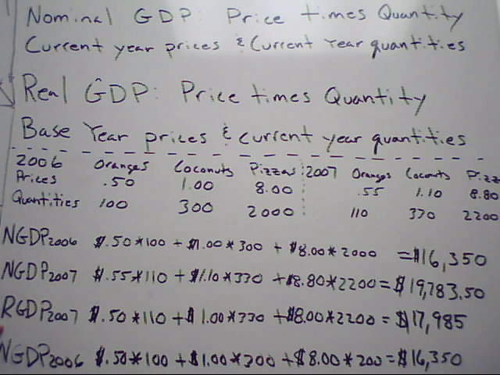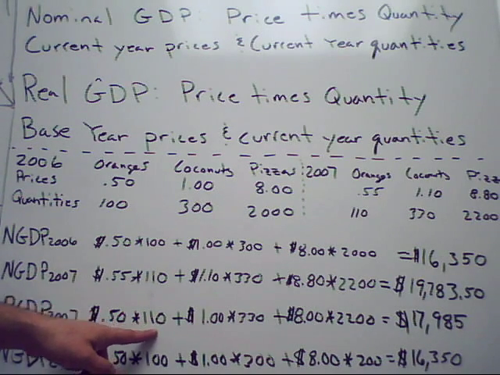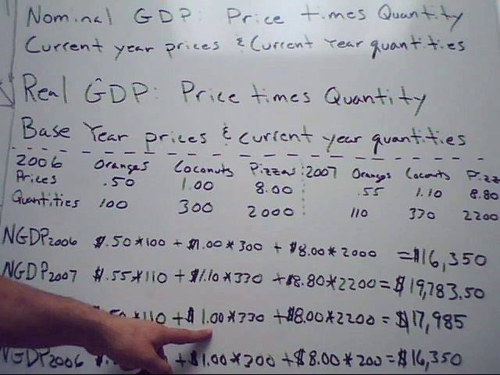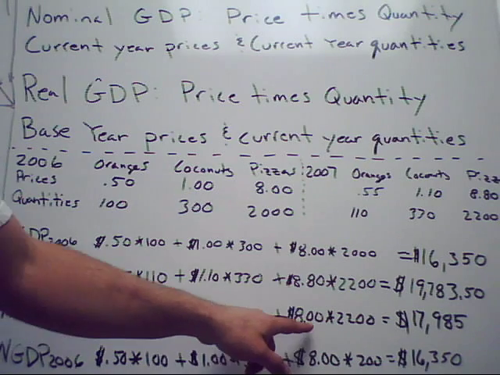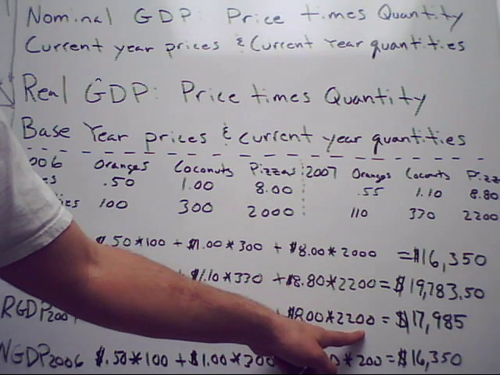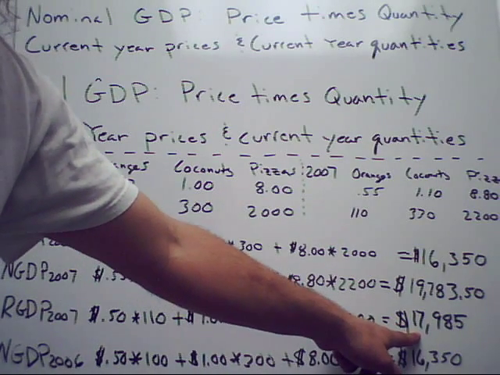So I'm going to come down here and I'm going to look at real GDP in 2007, and I'm going to use base year prices, and I'm going to use current year output. So base year prices for oranges was 50 cents. So I'm picking my base year as 2006. I'm going to use 2007 output. I'm going to come over here and I'm going to use base year prices for coconuts, and I'm going to use 2007 output of coconuts. I'm going to use the base year prices for pizzas, but I'm going to use current year output of pizzas, which is 2007. If I do this calculation, I get that real GDP is 17,985.